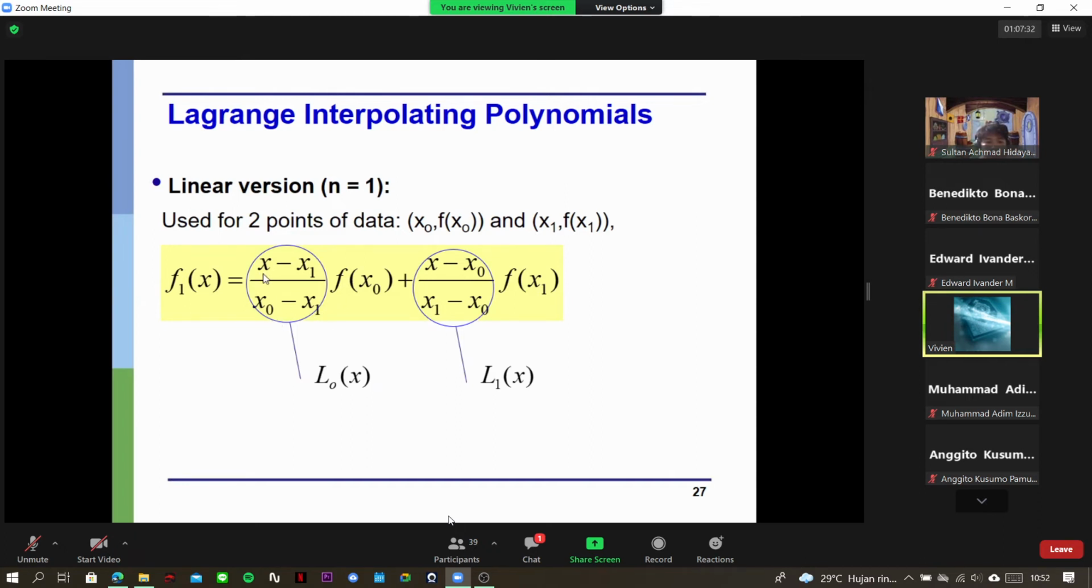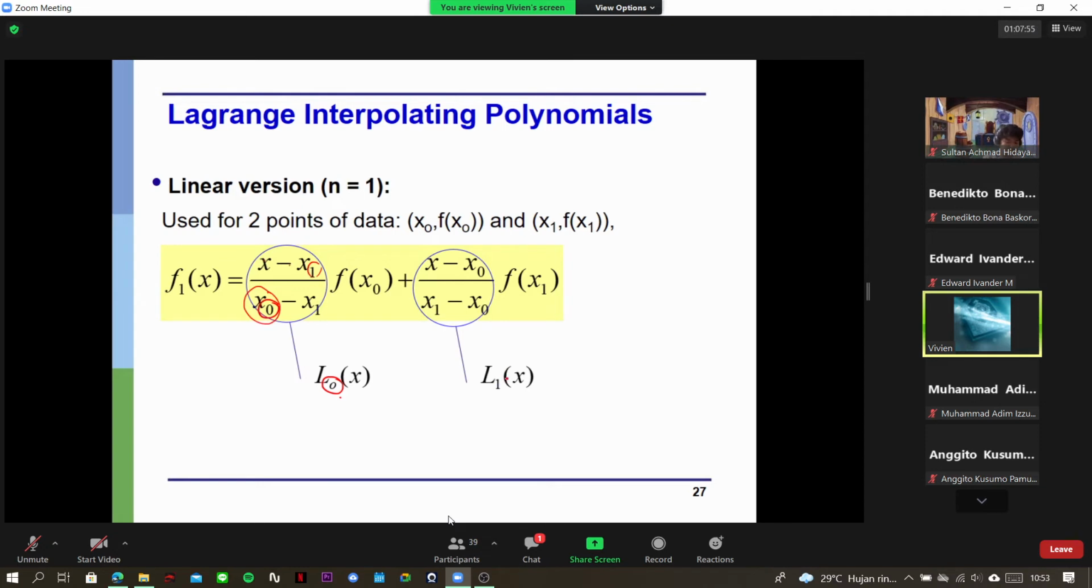We see here that this will start with a value which is not equal to 0. So x minus x1 is not equal to 0, but here it is divided by the value of x0 minus x1. So you see here that 0 comes first, minus the other value except x0.